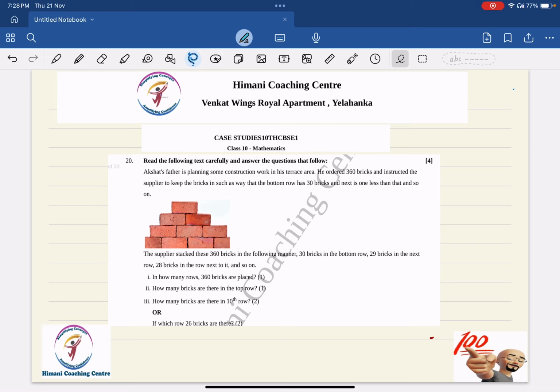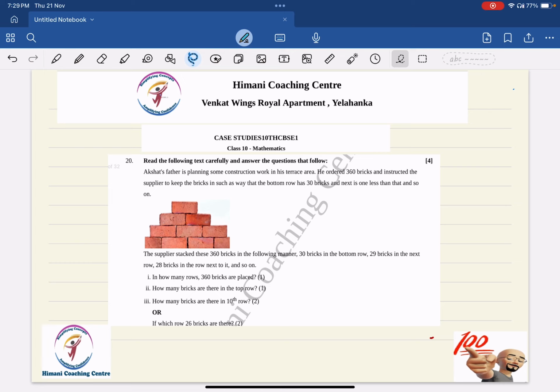The case study question number 1 says Akshat's father is planning some construction work in his terrace area. He ordered 360 bricks and instructed the supplier to keep the bricks in such a way that the bottom row has 30 bricks and the next is one less than that, and so on. The supplier stacked these 360 bricks in the following manner: 30 bricks in the bottom row, 29 bricks in the next row, 28 bricks in the row next to it, and so on.